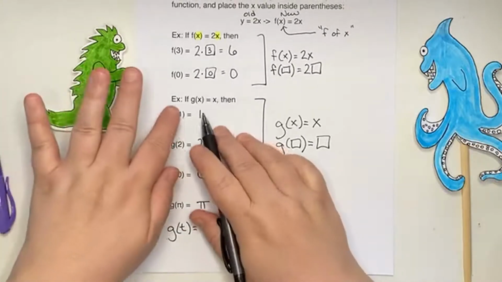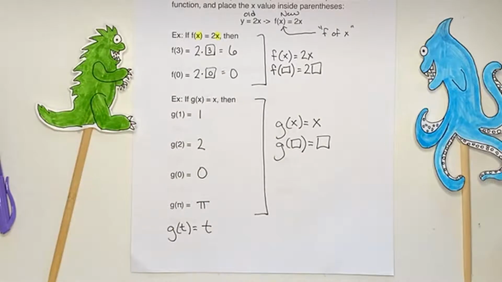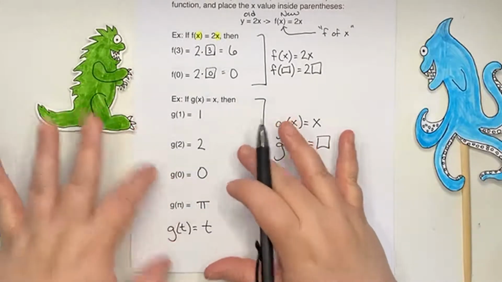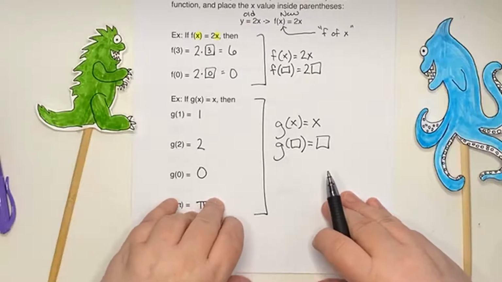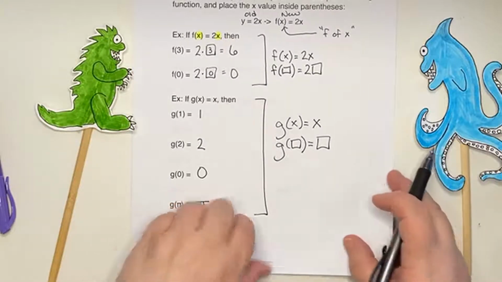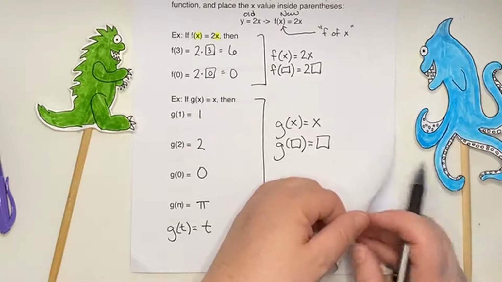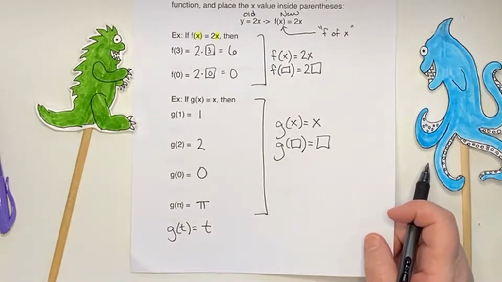Now, should you memorize this function? No. This is what g of x is right here, right now. As soon as we walk away from this paper, as soon as I pick this paper up, this function will be different. g's are going to be all over the place. Okay, so far so good.